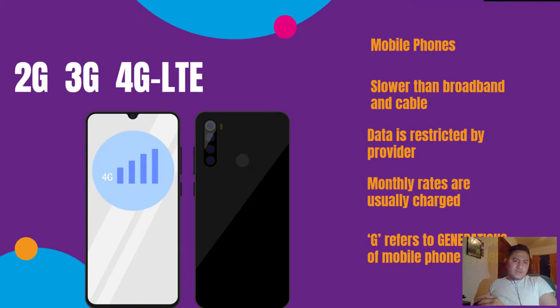Now the G, what does the G represent here? The G refers to generations of mobile phone systems. Okay, and LTE represents long-term evolution.